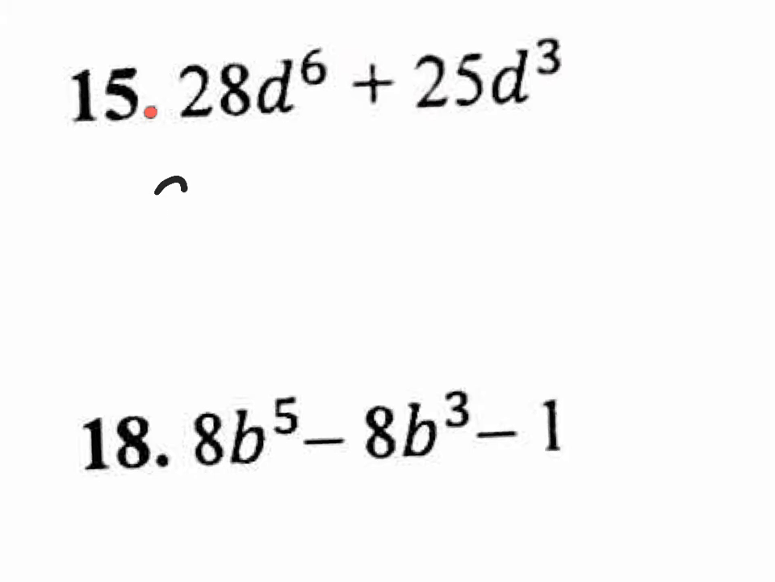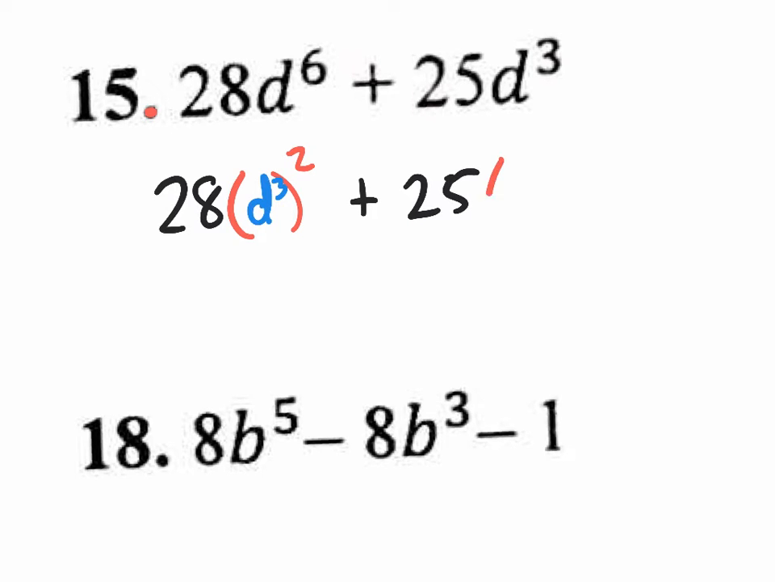So check it out. Let's just leave that leading coefficient 28 out there. Let's change it to a square. What's going to be on the inside? D to the 3rd. And then we have plus, put the 25 on the outside. And what's going to be in there? D to the 3rd. Now, it's a quadratic, but it's not a trinomial. If you want the c value, just put a plus 0 if you want. It's a quadratic because it has a square.